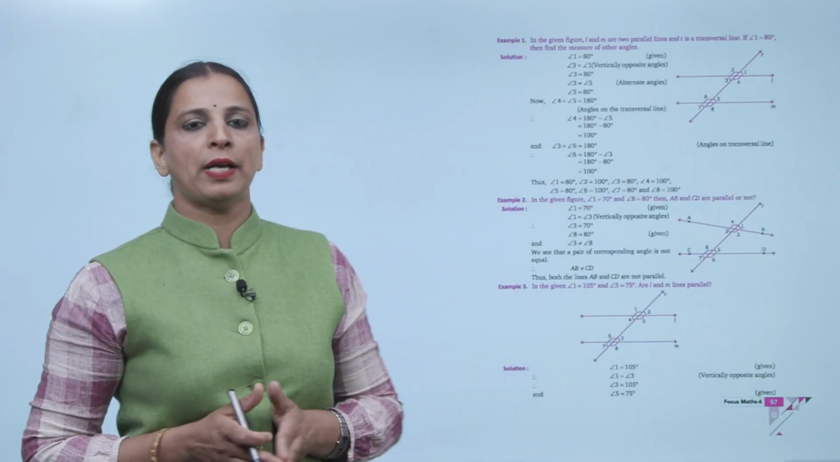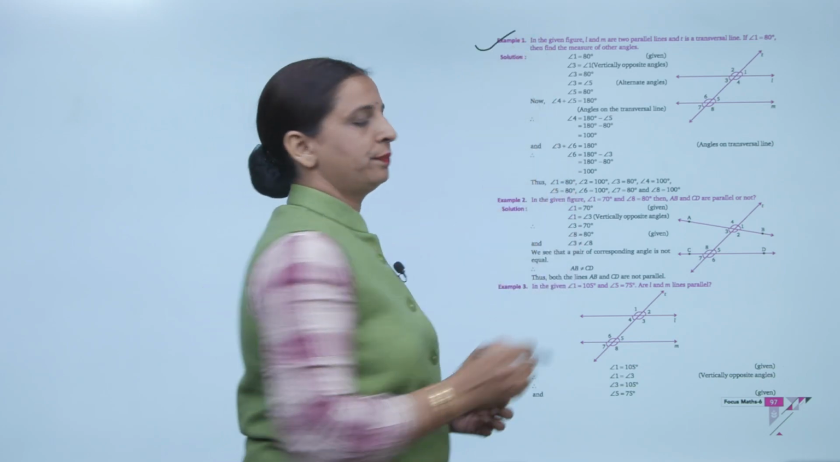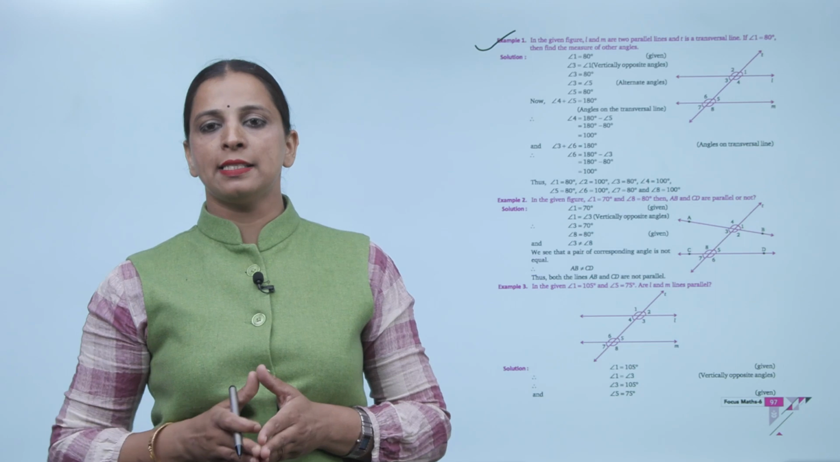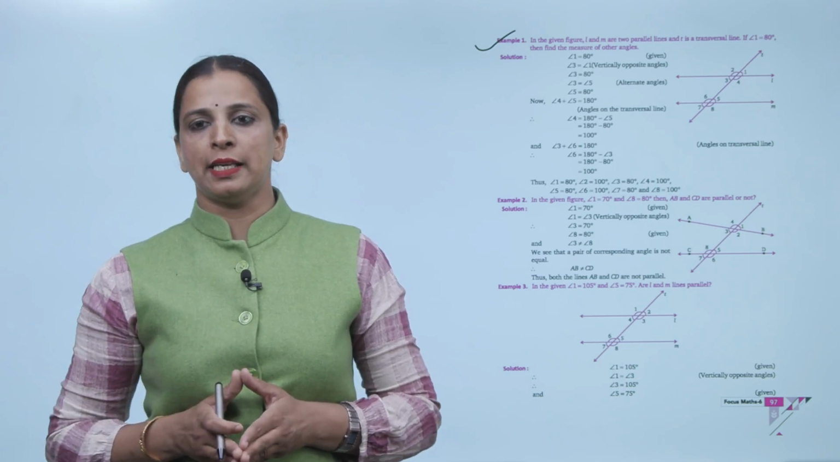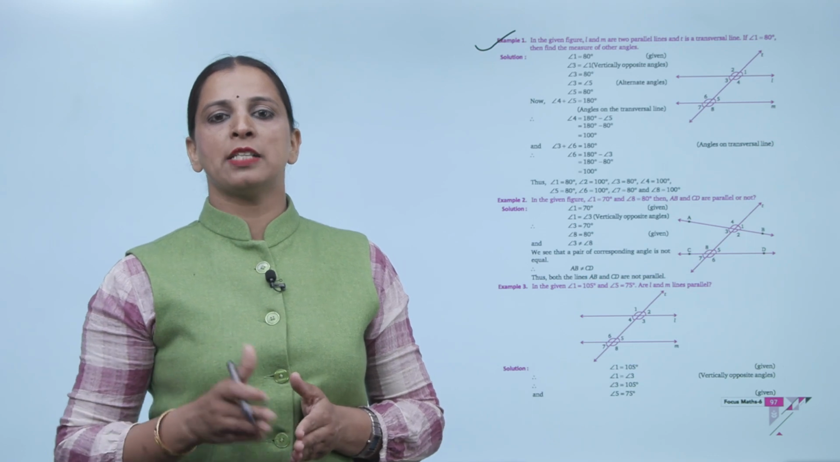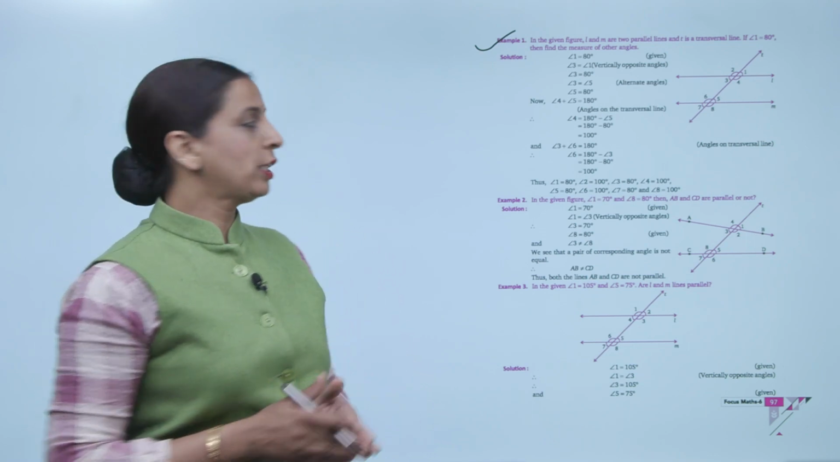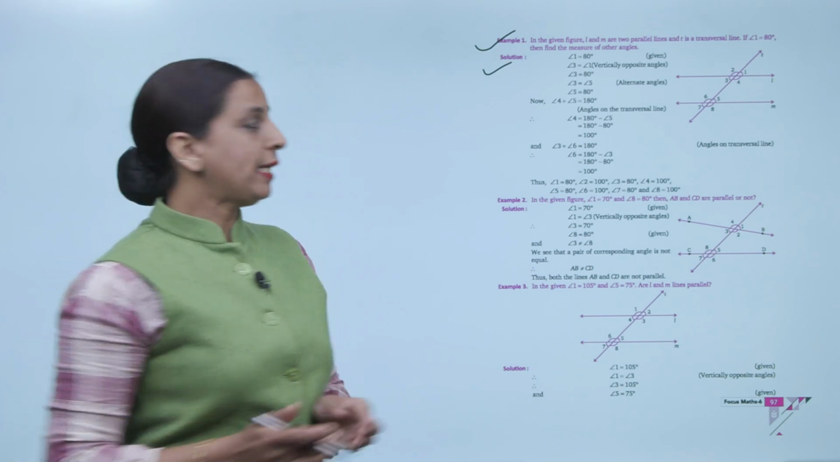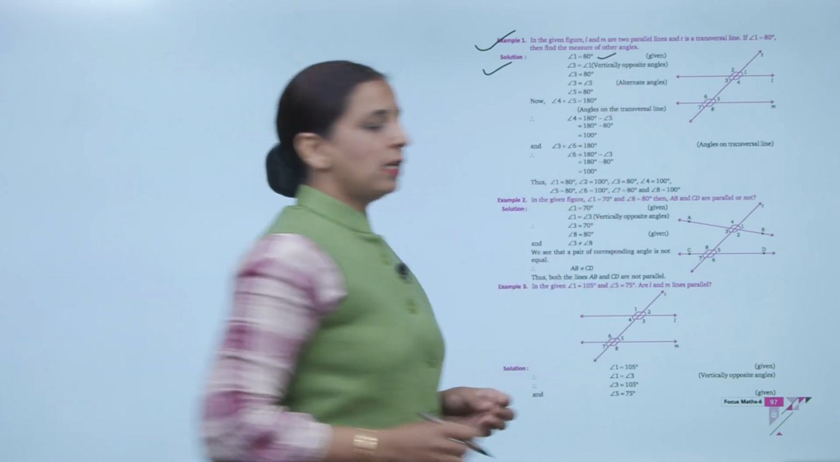Example करते हैं. Example 1. In the given figure, L and M are two parallel lines and T is a transversal line. If angle 1 is equal to 80 degrees, then find the measure of other angles. Solution करते हैं. हमें क्या given है? Angle 1 is equal to 80 degrees. Right?